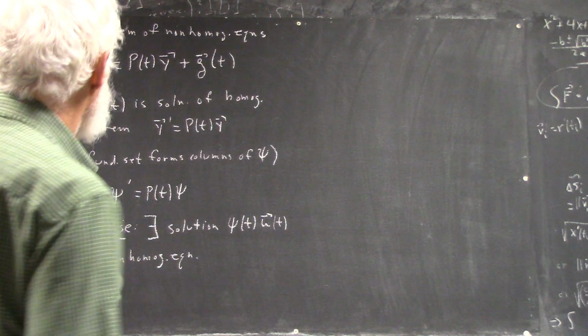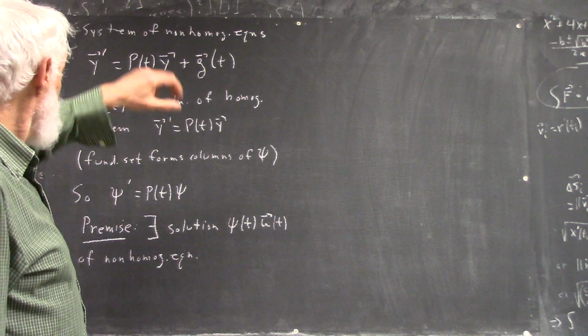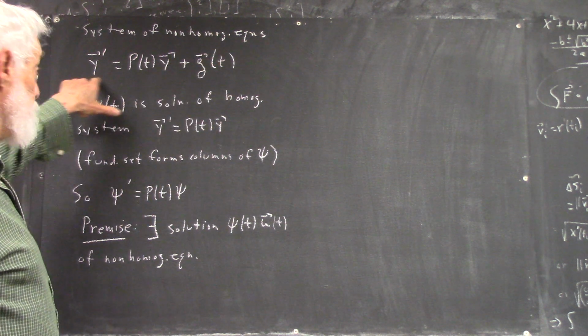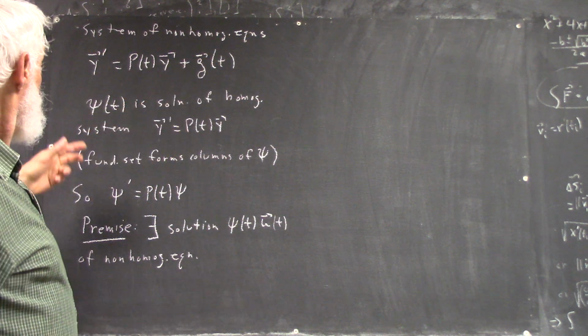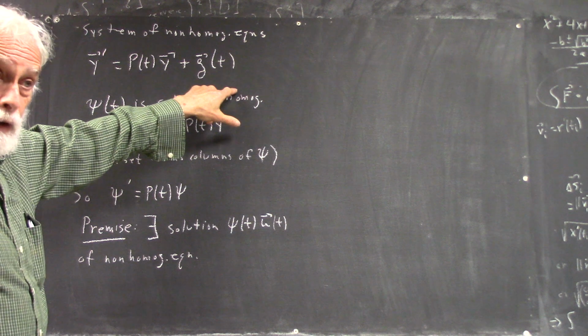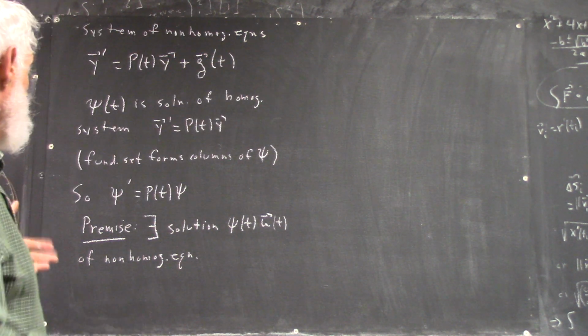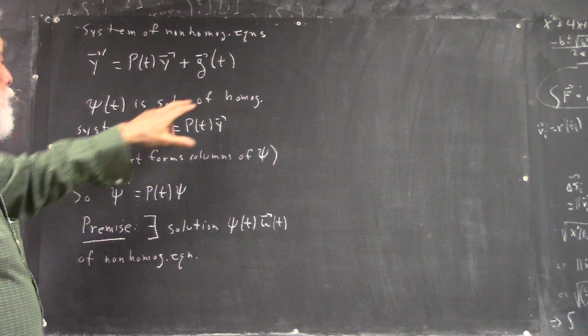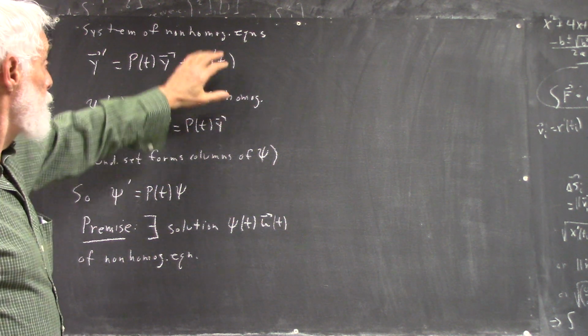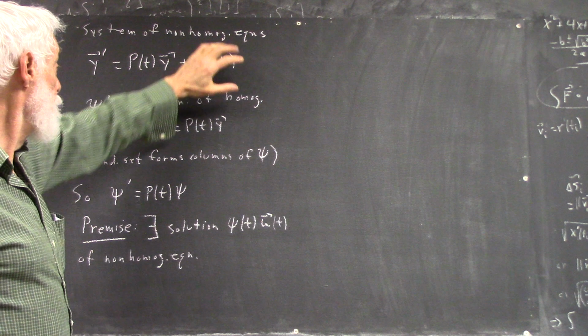Okay, again. It was a system of non-homogeneous equations, and we should know what this means. You just write these things out as columns, and you get a system of equations. You have the g of t thing. It would be a homogeneous equation if it wasn't for that.